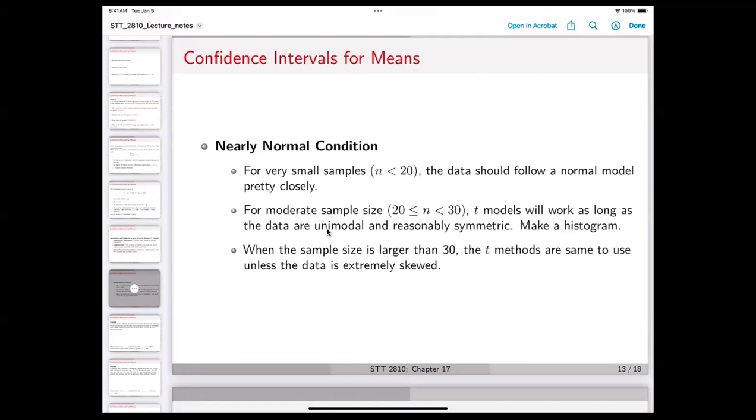And when the sample size is larger than 30, the t method should work, unless maybe the data is extremely skewed or there are outliers or things like that.